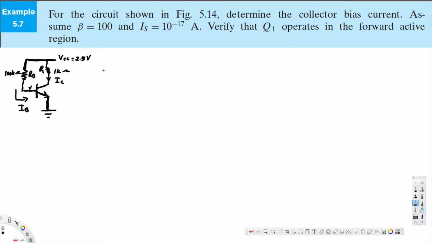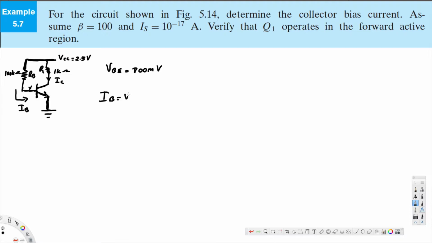Now here we are asked to find out the collector bias current, and also we are going to verify this Q1 operates in the active region. To prove this, considering the current, we have to realize that the voltage required for this one is relatively high. Usually in this kind of problem we assume VBE is equal to 800 millivolts as an initial guess, and then we solve this problem.